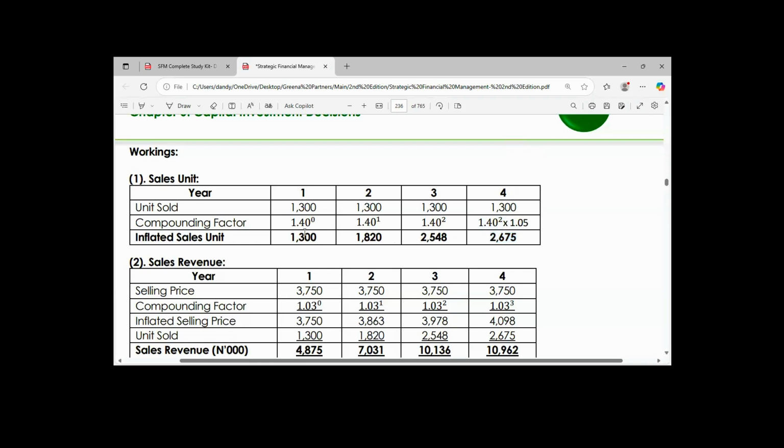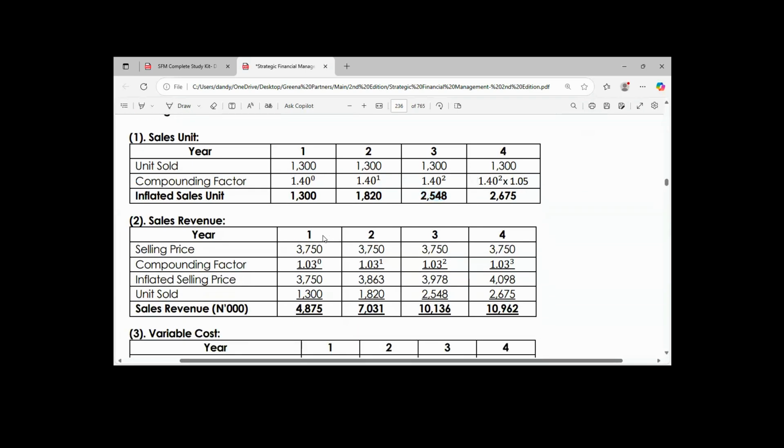Ordinarily, what you're supposed to do is that, of course, you know that the unit sold in the first year is 1,300. Just to get the unit sold and produced in the second year, just multiply 1.4 by 1,300. It will give you 1,820. 1,820 multiplied by 1.4 will give you 2,548. In the fourth year, it has reduced to 5%. Therefore, 2,548 multiplied by 1.05, that will give you 2,675. So now that we have the units sold, then the next thing we need to do is to calculate the sales revenue.